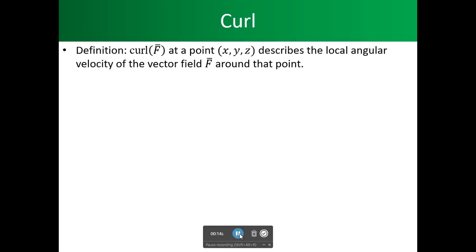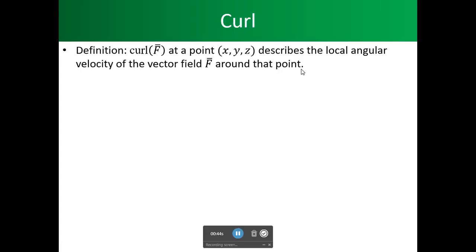We have been covering the divergence. Now we're moving into curl. The definition for curl is that we have a curl at a point in our specific function that describes the local angular velocity of the vector field around that point.